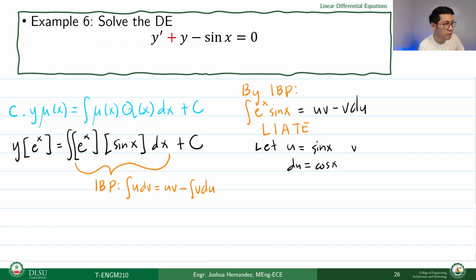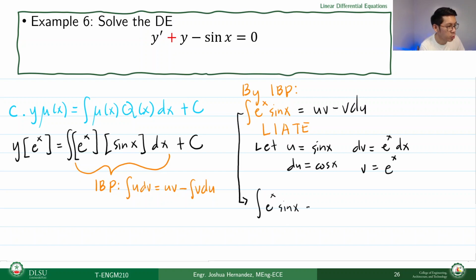And of course, dv equals e to the x dx, whereas v, by integrating dv on both sides, is simply e to the x. Okay, so substituting, we get e to the x sine x equals uv minus v du, which will give me e to the x sine x minus v du, which is this part, the integral of e to the x cosine x dx.